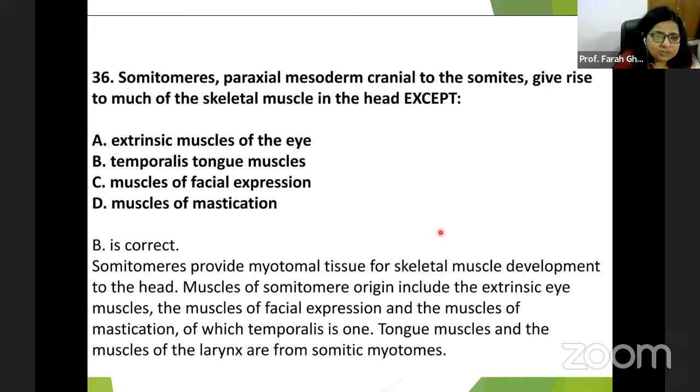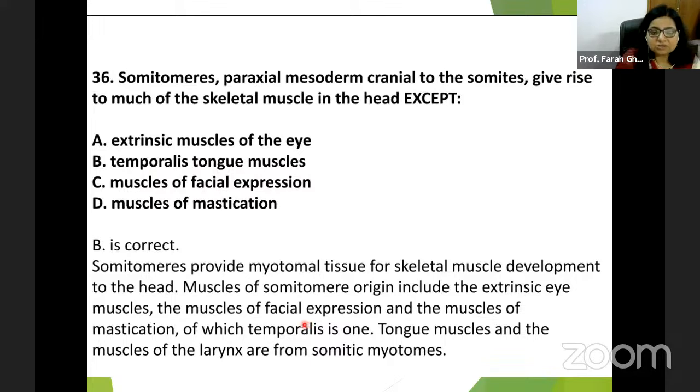Then this is another question. I've taken it from somewhere. Somitomeres, paraxial mesoderm cranial to the somites, give rise to much of the skeletal muscle in the head except... And the answer is also given along with the explanation. B correct है. Temporalis, tongue muscles. Somitomeres जो है वो muscles of somitomere origin, they include the extrinsic eye muscles, muscles of facial expression, muscles of mastication and of temporalis. Muscles of mastication में temporalis आती है ना, तो यहाँ पे हम जब answer देंगे तो temporalis, tongue muscles.